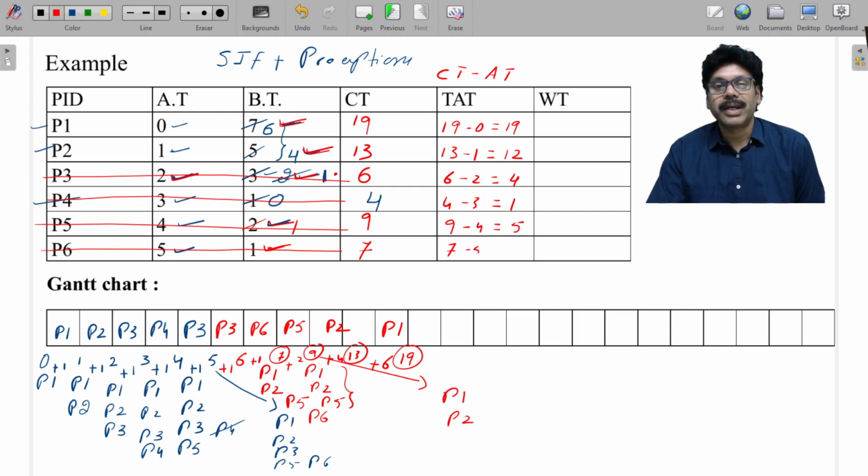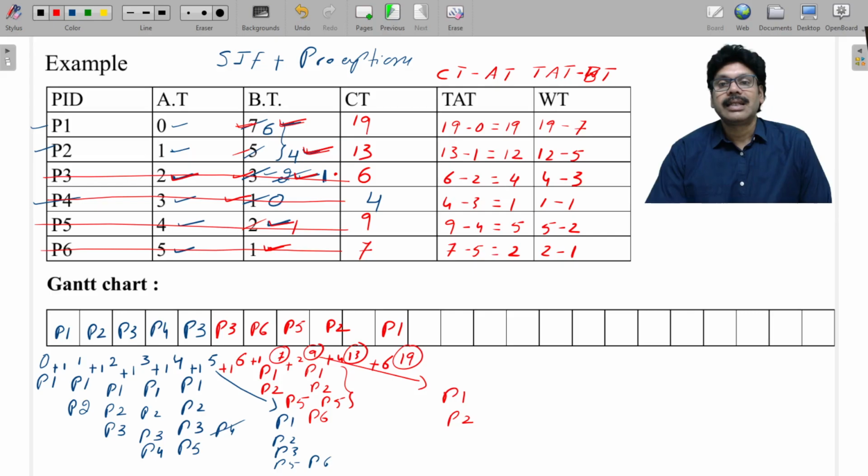and 7 minus 5. So waiting time: turnaround time minus how much time it is busy with the CPU, the burst time. So 19 minus 7, totally need to write, don't forget that. 12 minus 5, and 4 minus 3, and 1 minus 1. I'm looking at this side. And 5 minus 2, 2 minus 1. So this is how it works for SRTF.